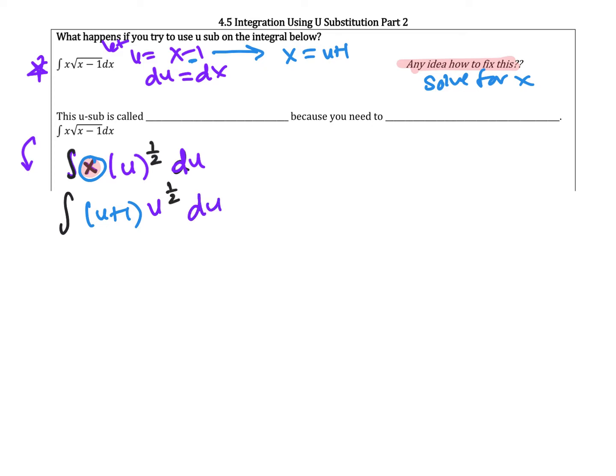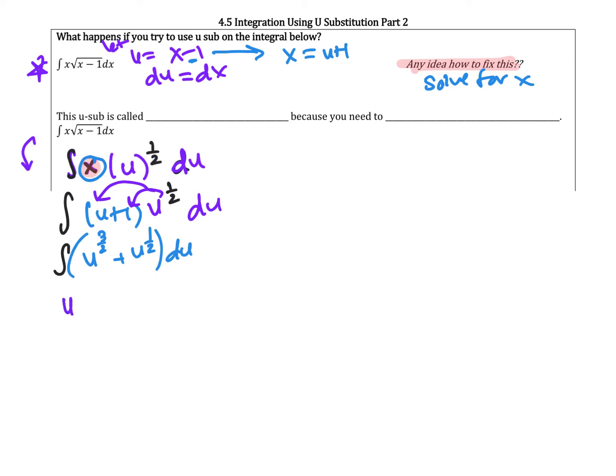And now, in order to evaluate this, since these are all in terms of u, I can distribute u to the 1/2 out. So this is going to give me the integral of u to the first plus 1/2 is u to the 3/2 plus u to the 1/2 du. And now I can just evaluate each of these antiderivatives.